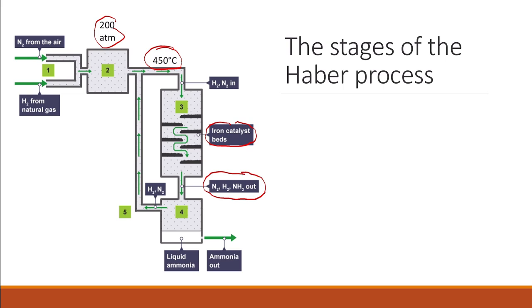To separate the ammonia from hydrogen and nitrogen, we only need to cool the mixture, where ammonia can be liquefied because it doesn't have a very high boiling point. So ammonia can be liquefied and taken out, while hydrogen and nitrogen can be recycled. They stay as gases, and then they go back to the same reactor to carry on reacting together.